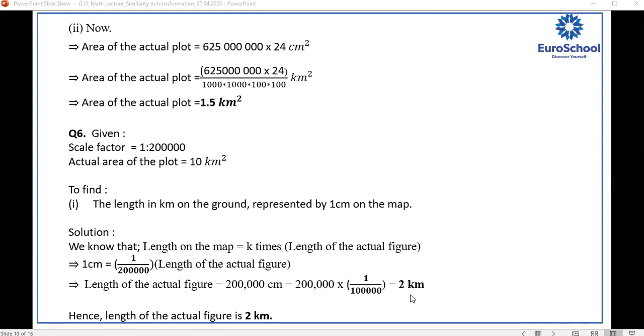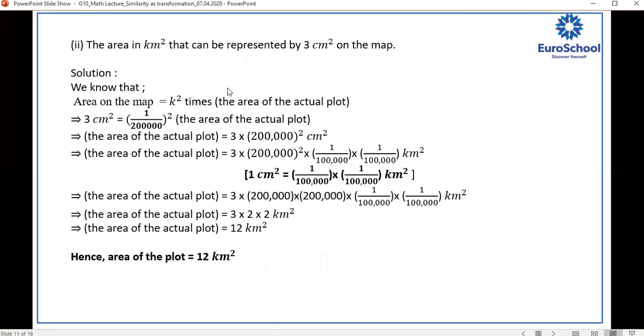Now, the next part says area on the map represented. The area in kilometer square that can be represented by 3 centimeters square on the map. Now, area on the map is 3 centimeters square. We need to find the actual area. Again, in area, we use k square. So 3 centimeters square is equal to k square times, that is 1 upon 2 lakh square, into area of the actual plot. So area of the actual plot is equal to 3 into 2 lakh square centimeter square.